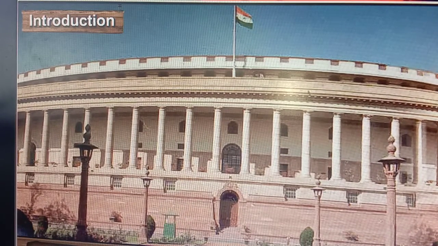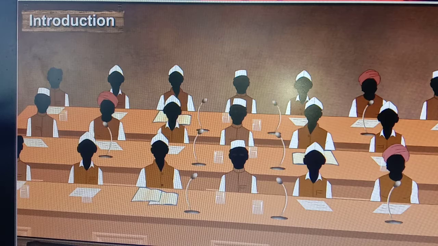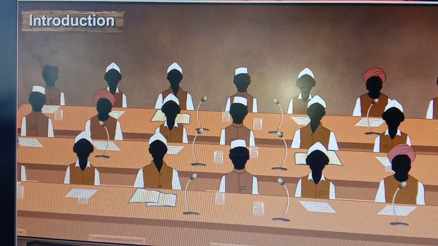We have studied that the Parliament plays an important role in the parliamentary system of government. In this system, Parliament is very important. So in this chapter, we will discuss the Parliament of India.